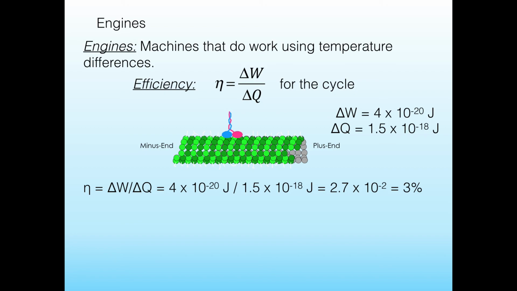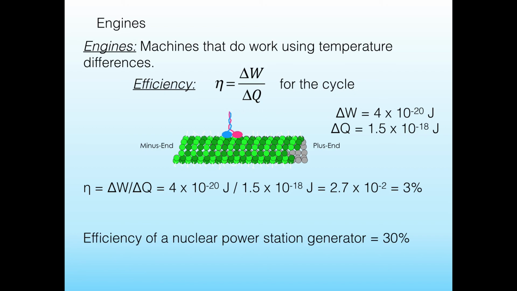Now, that's not so bad. It's not great, though, especially when we compare it to other real engines. For instance, the engines inside of a nuclear power station that generate our electricity are about 30% efficient. So maybe making a power plant out of a bunch of kinesin motor proteins isn't necessarily the best thing for us.